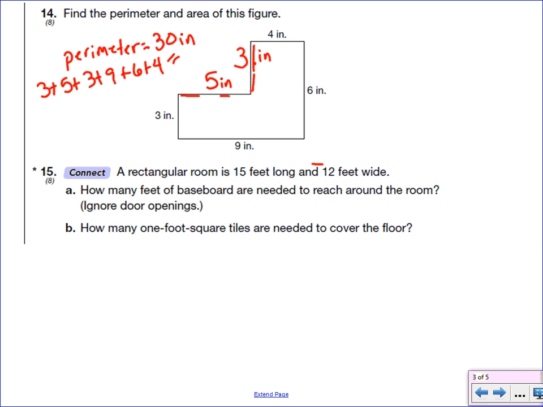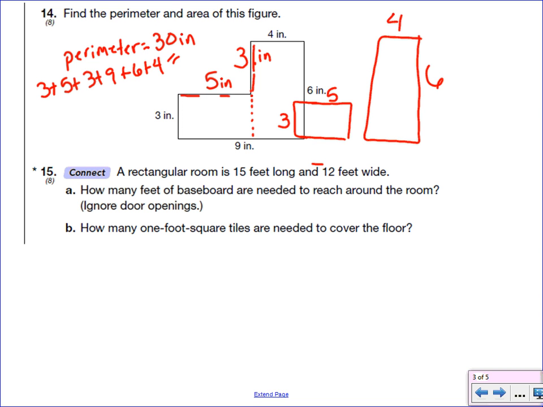To find the area, we need to cut it into two rectangles where we can find the area of each of them. So I can do it one of two ways. This is one way. This way I have a rectangle that's 4 by 6, and I have a rectangle on its side that's 5 by 3. So I find the separate areas of each of those.